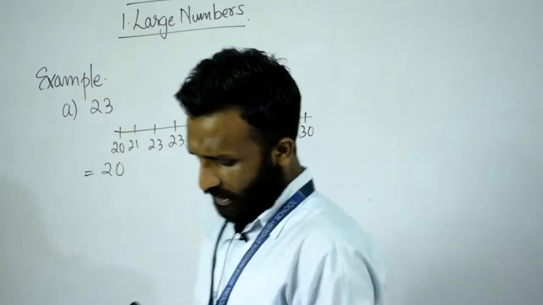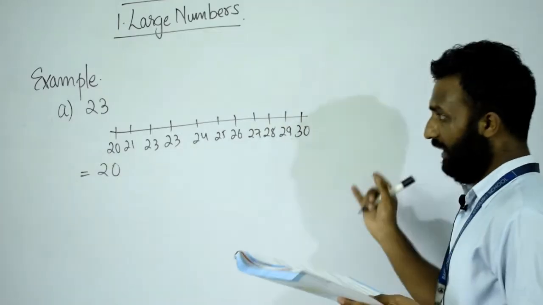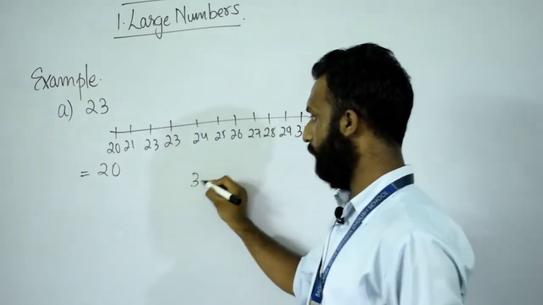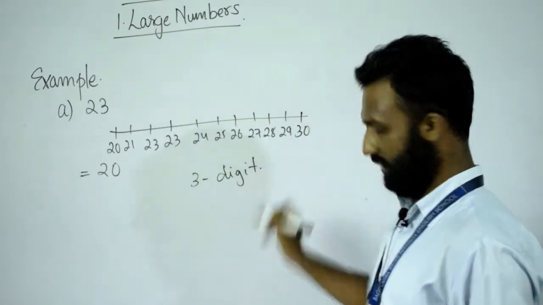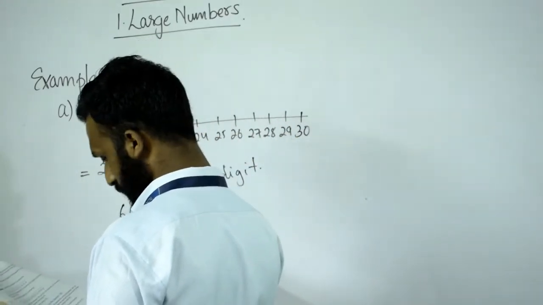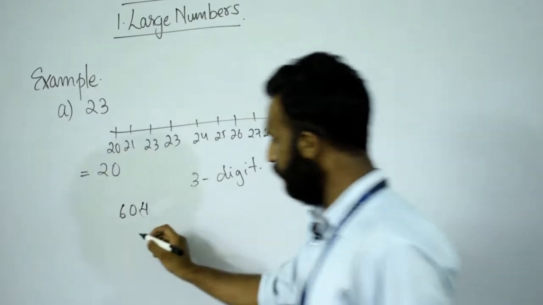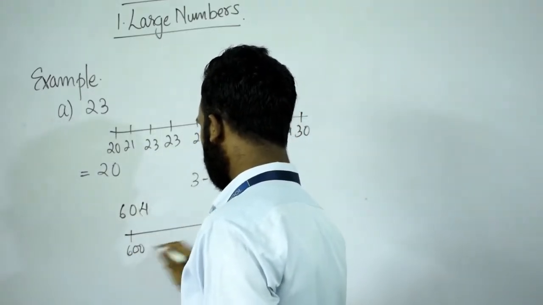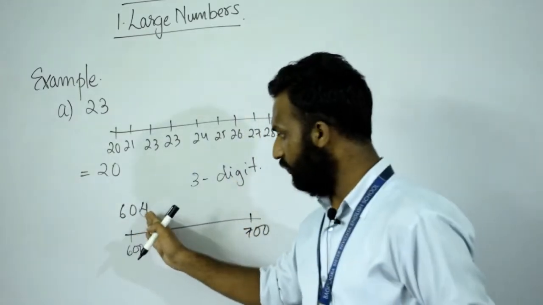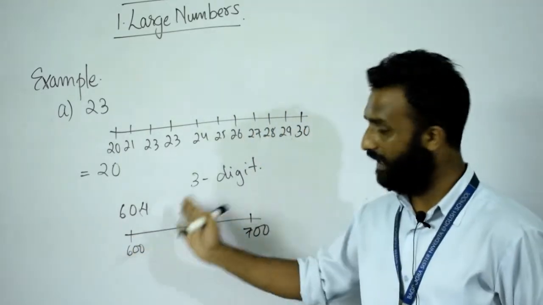In the same way, for rounding a number to the nearest 100, the number will be a 3-digit number. Suppose we have 604. This 604 is between 600 and 700, and it is nearest to 600, so the rounding of the number to the nearest 100 will be 600.